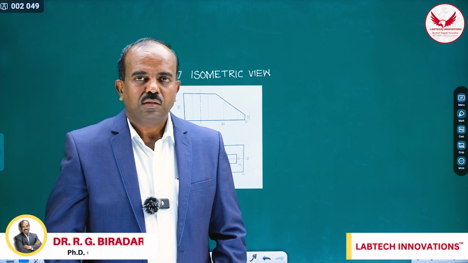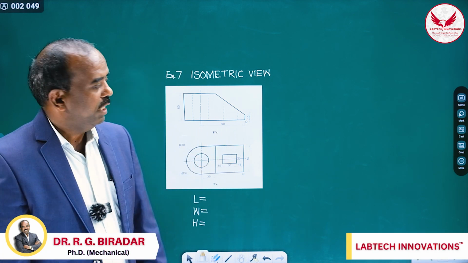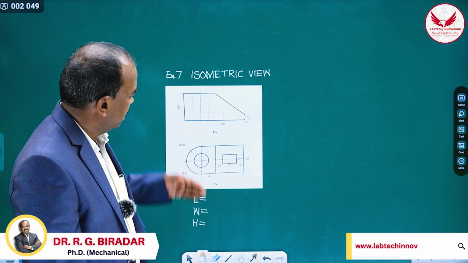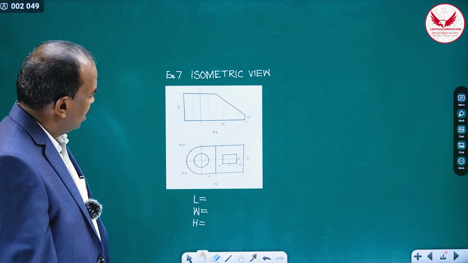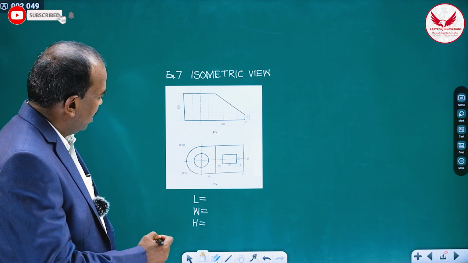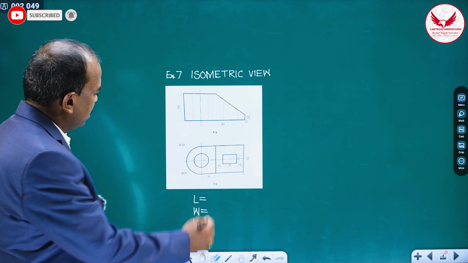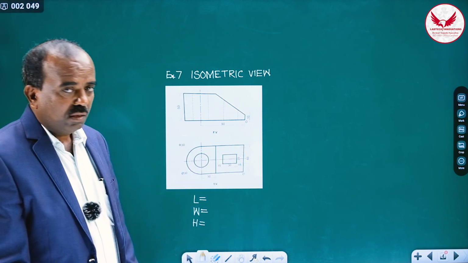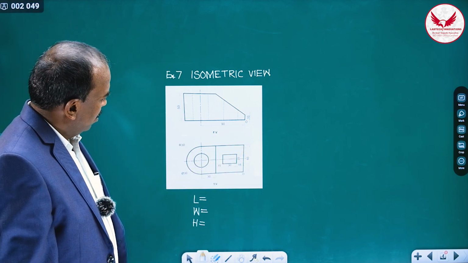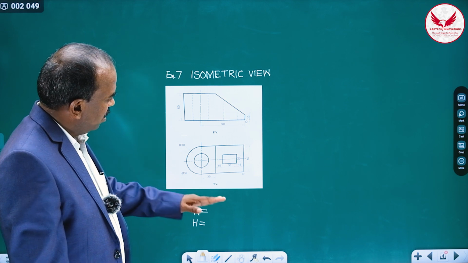Hello friends, today we'll see the isometric view of this given object. The speciality of this object is that a semi-cylindrical portion is there, which means we have to draw the semicircle, circle and non-isometric surface. So initially we must know the overall length of this object.